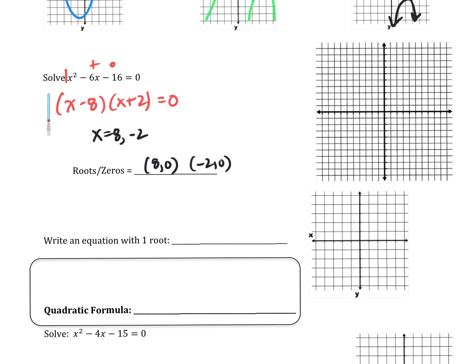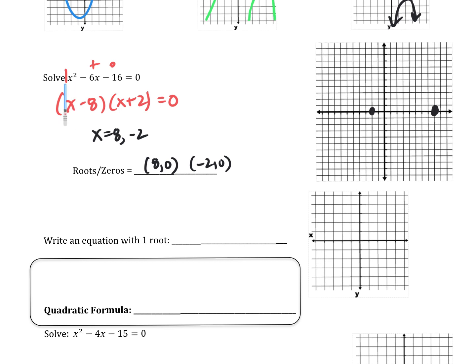If we look at this, x squared, what's that graph going to look like? It's going to be like that. What if it was a negative x squared? It's going to go like that. So here's what you're going to love about me this unit. I only care that you plot these roots. So we're going to go 8, 0, and negative 2, 0.